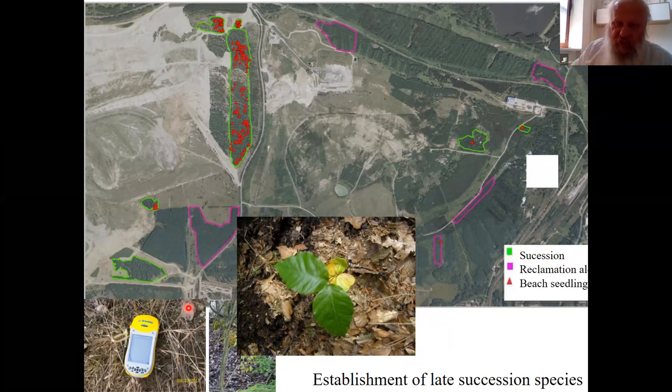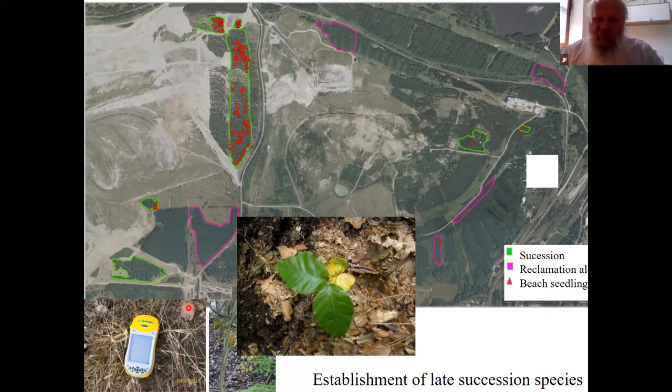And here we show the results for beech. So we studied beech seedlings. Some of my students used precise GPS and they mapped beech seedling distribution in reclaimed sites and unreclaimed sites. We chose some polygons which were about the same size and the same distribution across the heap, across the mining sites from north to south.